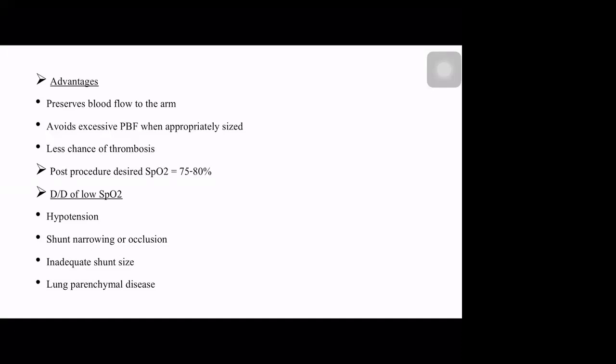Sometimes you could find that your desired SpO2 is not achieved. Low level of SpO2, what are the differential diagnoses? Number one, hypotension. Hypotension can cause low SpO2 because of low cardiac output. Now, shunt narrowing or shunt occlusion, which is quite common in the post-operative period. Inadequate shunt size, that is, the shunt size not corresponding to the child's body weight, and pre-existing lung parenchymal disease.